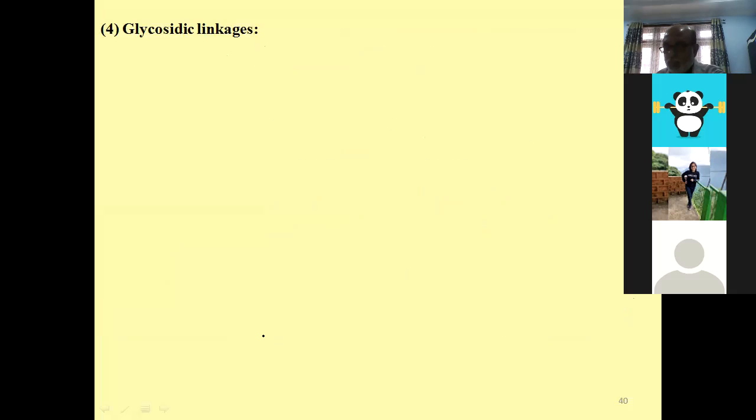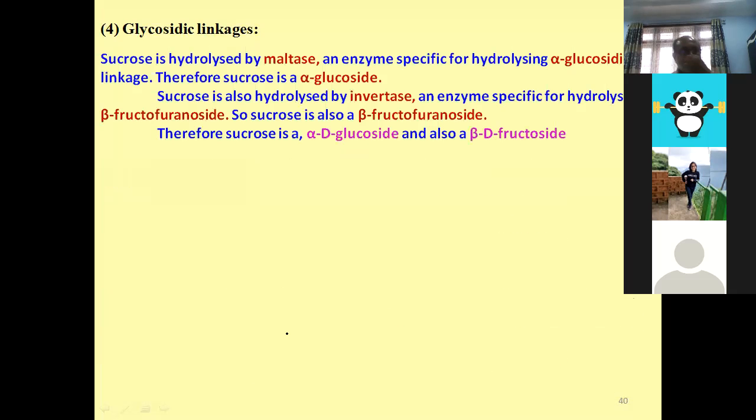How do we determine the glycosidic linkage? What is the method you adopted? Enzyme hydrolysis. So we take a specific enzyme which is known to hydrolyze alpha and another which is known to hydrolyze beta. So sucrose is hydrolyzed by maltase.